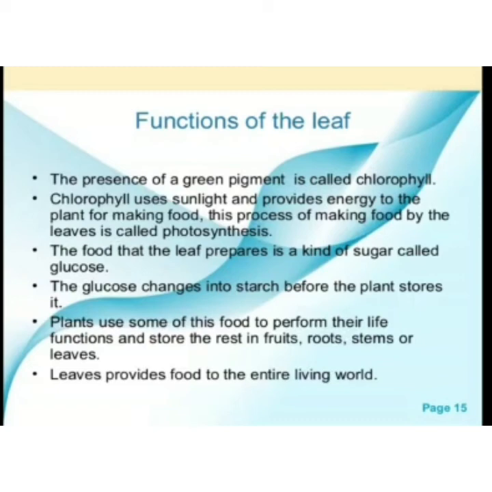We all have taken our food from the leaves also. The entire living world takes its food from the plant. So what are the functions of the leaf? In a leaf a green pigment is there, chlorophyll. This chlorophyll uses sunlight, and inside the leaves they prepare and form glucose in the form of food. The plants cannot use this glucose as it is in food form, so they convert it into starch form. Then they store it in the leaf, roots, stems or fruits.